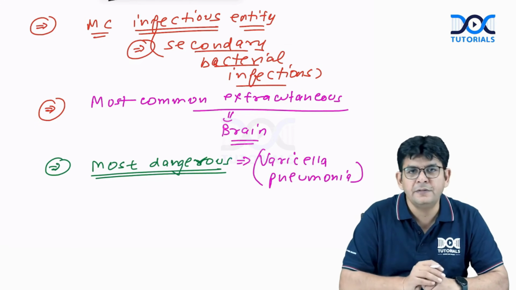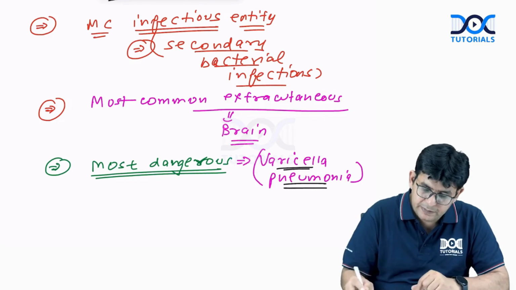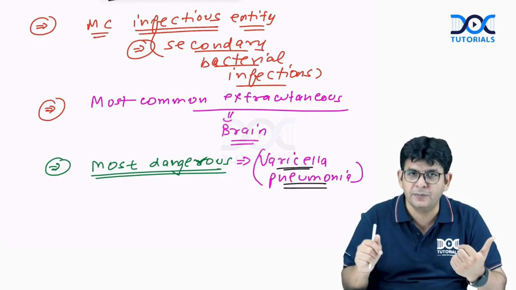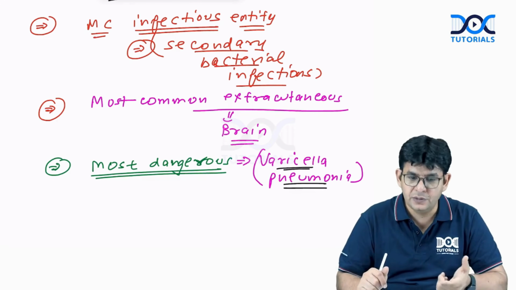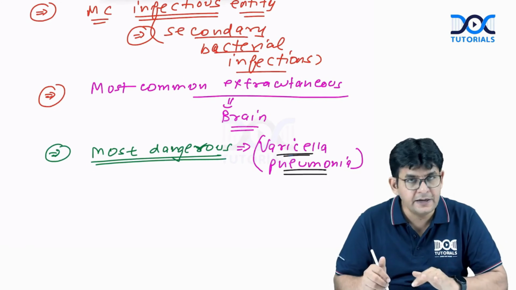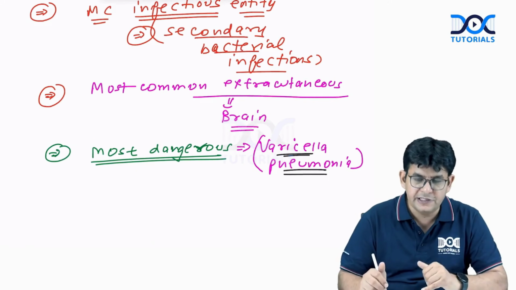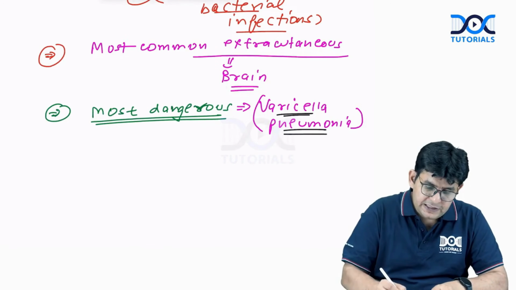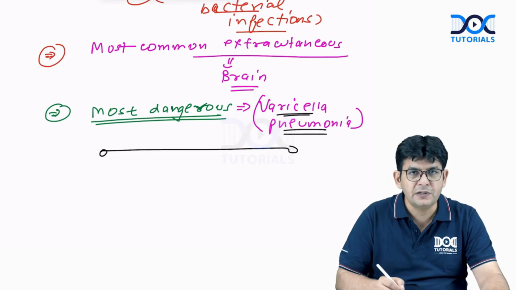It is varicella pneumonia. Which is the most dangerous one? Varicella pneumonia means chickenpox itself is causing pneumonia, and that is a definite problem. It can definitely turn out to be fatal also. So most dangerous is varicella pneumonia. The most common is secondary bacterial infections. Most common extracutaneous involvement is the brain, and most dangerous is varicella pneumonia. Is it fine? So these are the important points you should know regarding chickenpox.